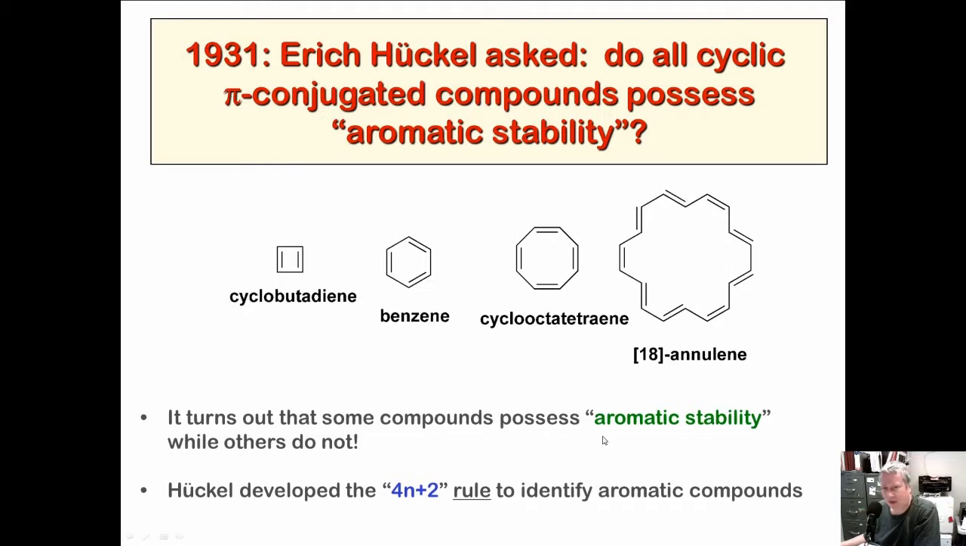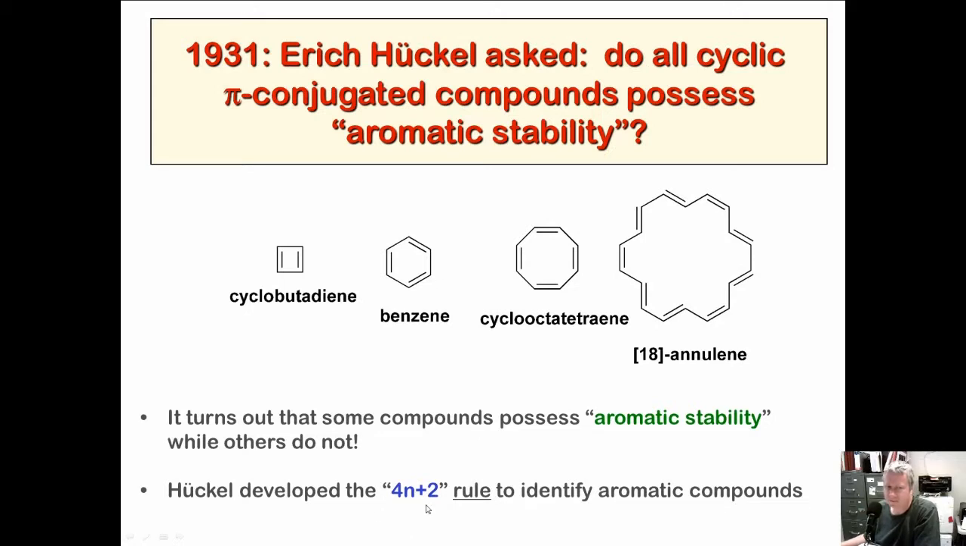And they have all the properties that benzene has, the aromatic NMR shifting, basically. Just like general stability, right? Okay, so Huckel developed a rule called the 4N plus 2 rule to identify aromatic compounds. What does 4N plus 2 mean?